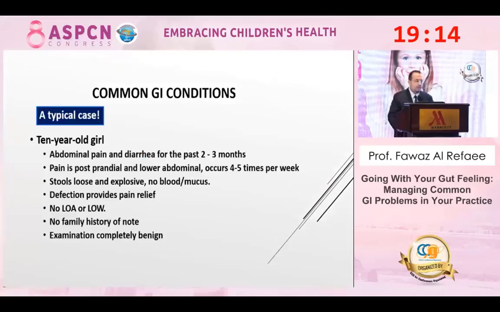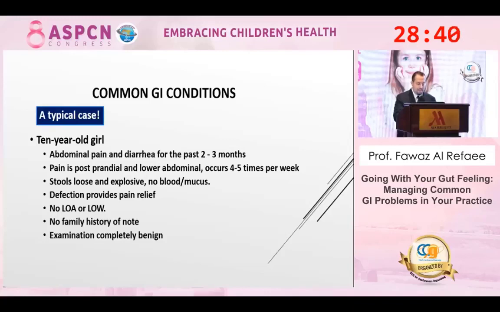So I will start with the case, just to incorporate this into your practice. This is a 10-year-old girl presented with abdominal pain, diarrhea for the past 2 to 3 months. Pain is postprandial, lower abdominal, occurs 4 to 5 times per week. Stools are loose, explosive, no blood or mucus. Defecation provides pain relief. This is a very important tip when you take the history. Also, no loss of appetite, no loss of weight, no family history of note. Examination is completely benign.